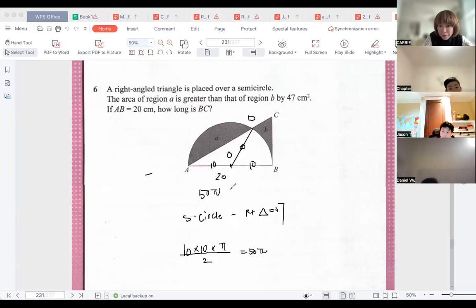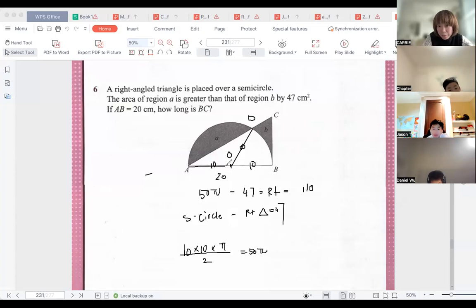Okay, so what is the area of the right triangle? 那不就是50 pi minus 47 equals right triangle 吗? Correct? Okay, so could you please tell me the area of the right triangle by calculating 50 pi minus 47? Is it 157 minus 47? Yeah, equals 110, right?